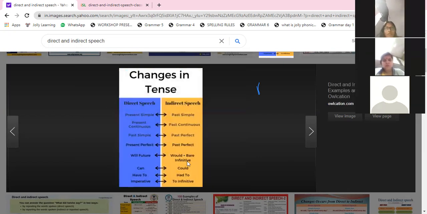So this is the general rule that simple present changes to simple past, present continuous changes to past continuous, simple past will change to past perfect, present perfect changes to past perfect. So has and have will change to had, right? Will changes to would, can becomes could, have becomes had.